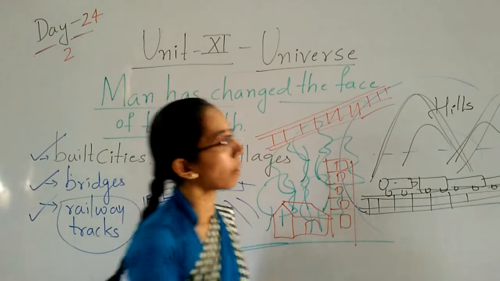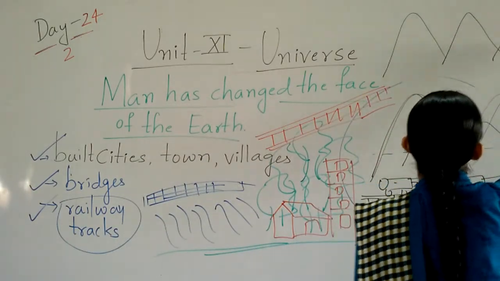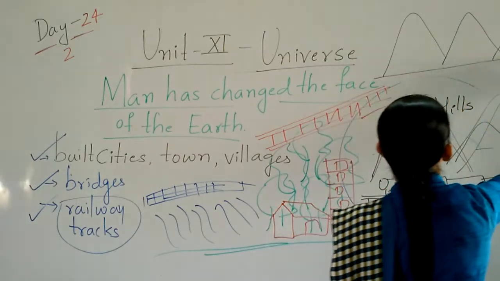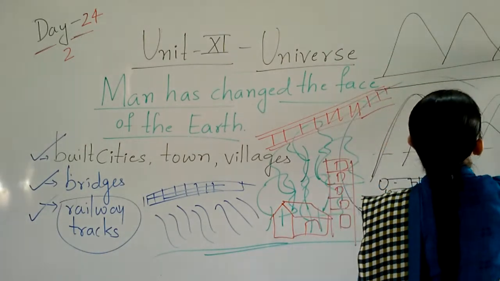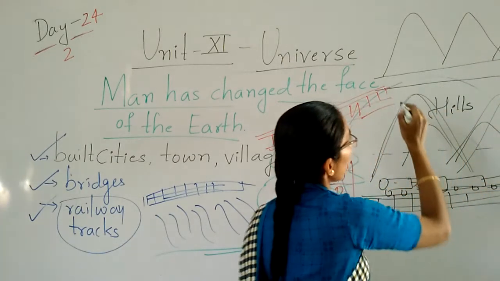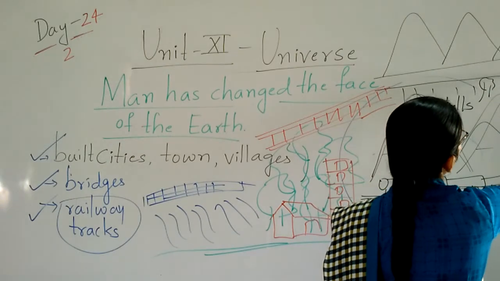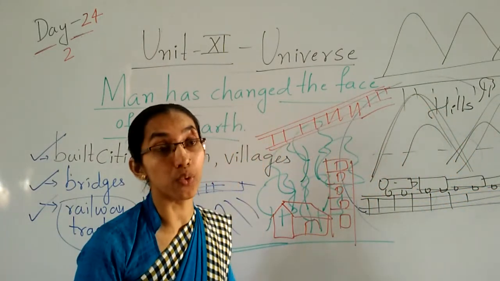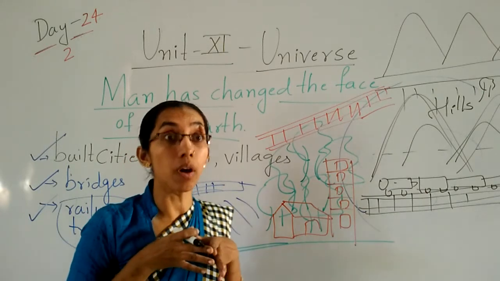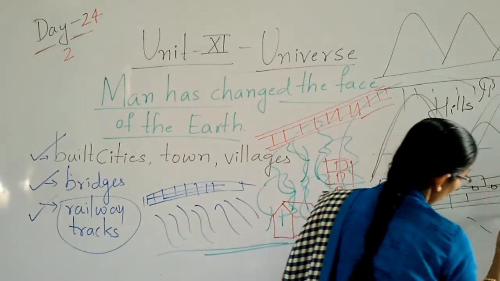Clear, children? Sometimes we can see that one side is hills and it is a very narrow place where the train is moving, and on the other side you can see the deep forest. And then sometimes we can see the train moving on a bridge.